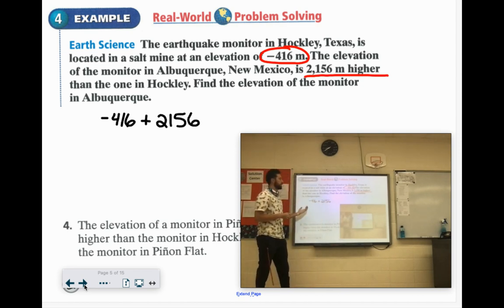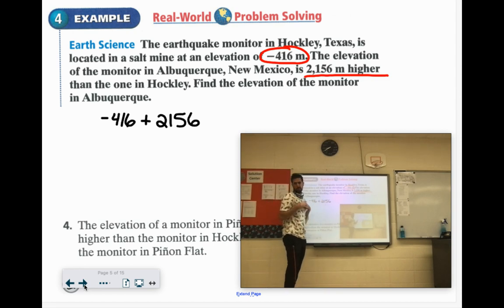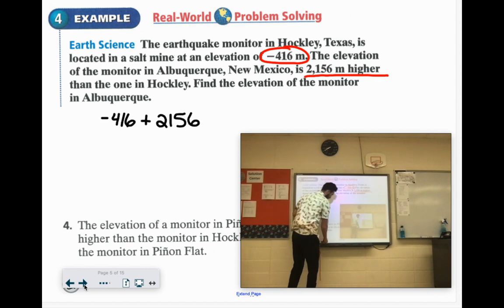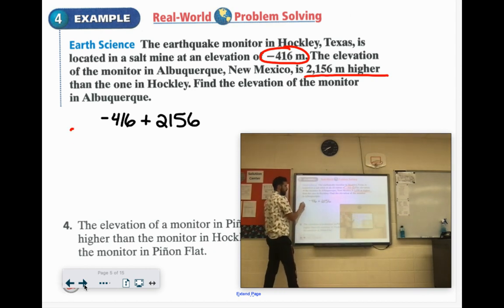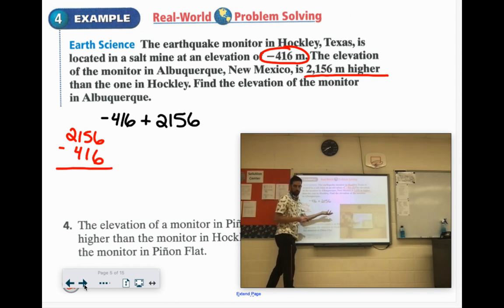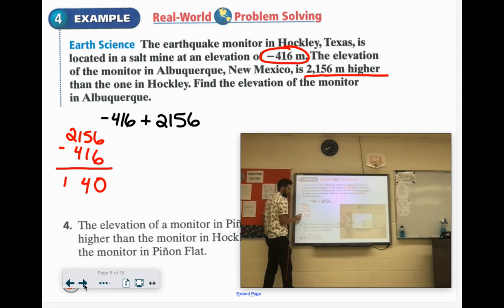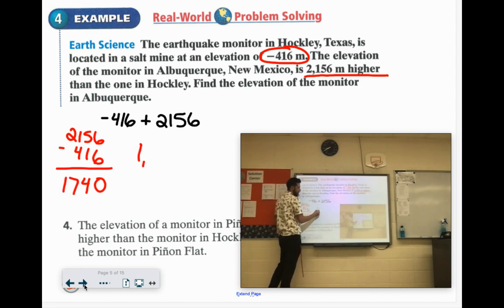Now again, if you think of money, I owe someone $416. I don't know why, but I do. I have over $2,000. Not to brag. Do I have enough? Yes. So it's going to result in a positive number. So we're going to subtract them. 2156 minus 416. And we'll keep the sign of the bigger number. Our big number was positive, so this will be positive. 6 minus 6 is 0. 5 minus 1 is 4. 21 minus 4 is 17. So 1,740 meters.